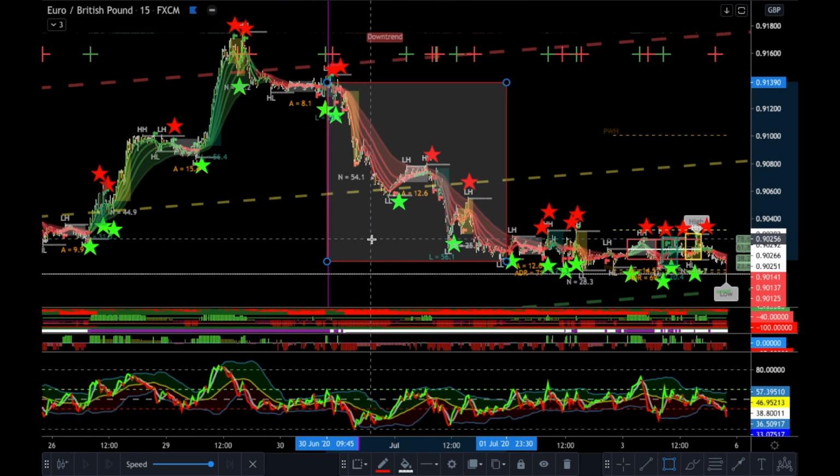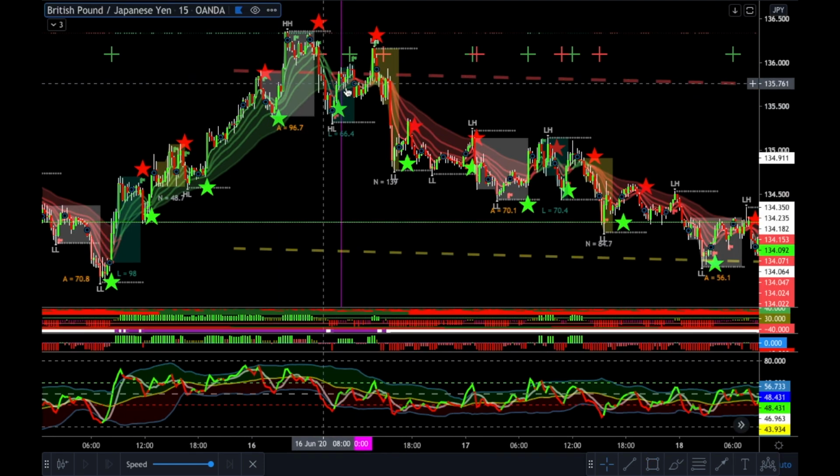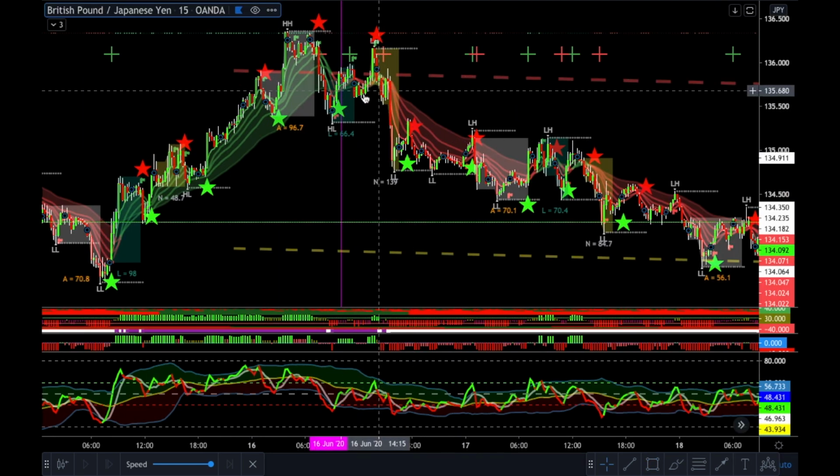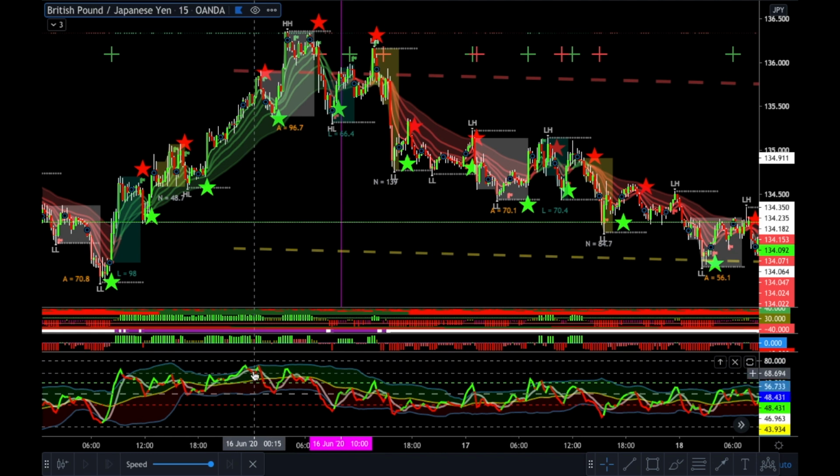Next, I'm going to go through some pairs and show you how this works on different trading instruments. Okay, GBP JPY 15-minute chart, same thing here. As you can see, I've got my confluences here. Shark was at the top of the water here. There was a pullback here.